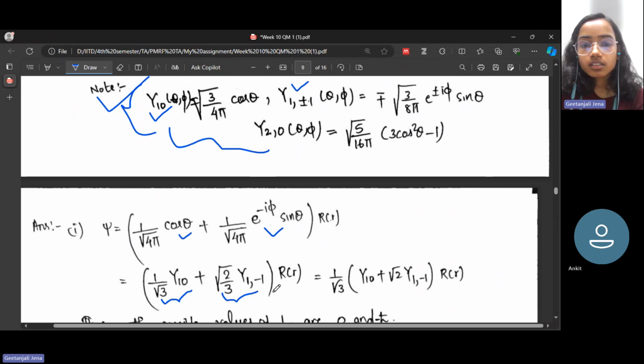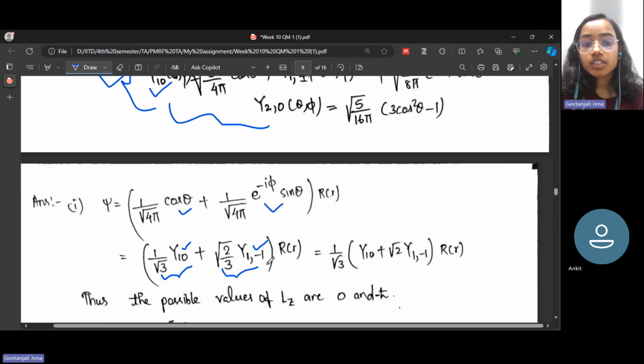So if you see in this expression, the m values are either 0 and minus 1, right? So here the 0 is present and there is a minus 1. That means the possible values of Lz are 0 and minus h cut.